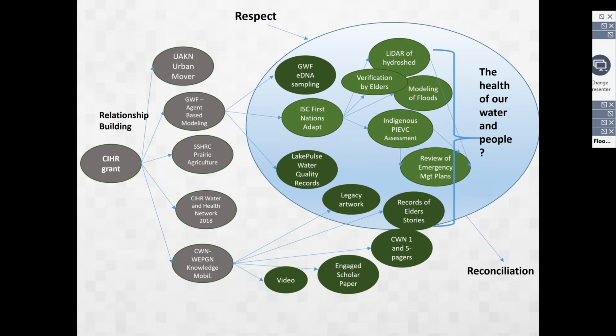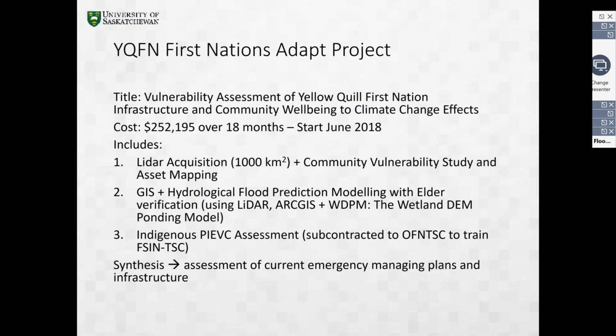We see this movement away from researchers doing research on communities as a sign of reconciliation, where we support and build capacity for the communities to do the research themselves. So the First Nations Adapt project is about a vulnerability assessment for Yellow Quill First Nation for floods. It's an 18-month project we just started earlier this summer. It includes 3 sub-projects as well as synthesis of the results at the end.